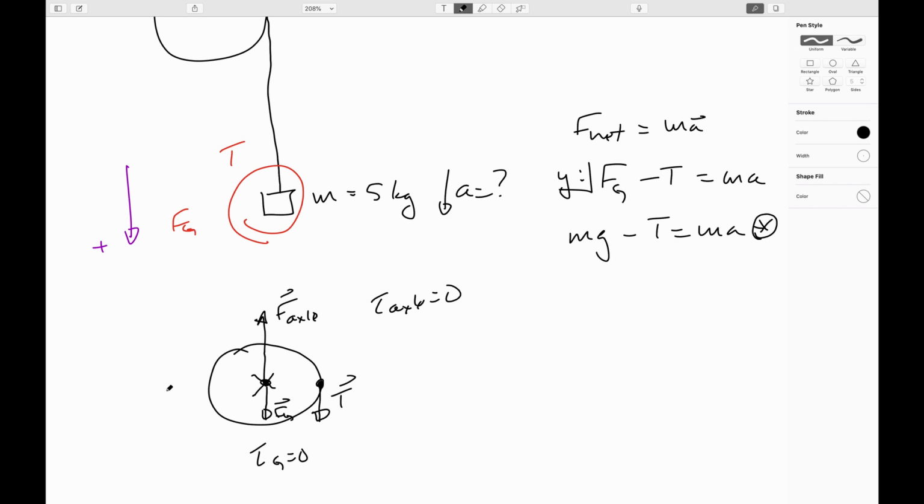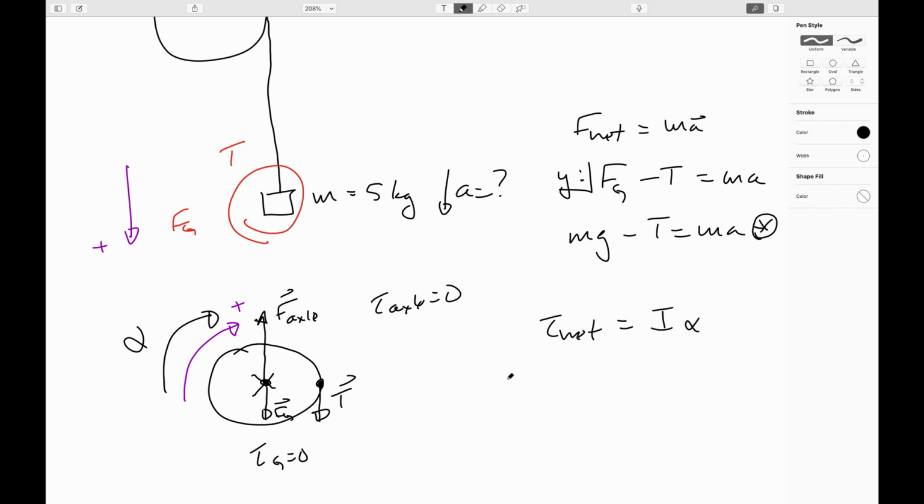So we can look at this and realize that the string is trying to make this thing accelerate, do an angular acceleration clockwise. So here it probably makes the most sense to just decree that clockwise is positive, just to take it from there. So we could just as easily write Newton's second law for rotations as the net torque equals I alpha.